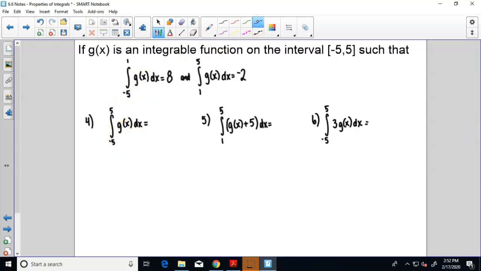So when we look at this one, Lily, what would we do to find the answer for this one? Good. Right. So this is negative 5 to 1. This is 1 to 5. If we put those two together, it's going to give us from negative 5 to positive 5. So we would just say 8 plus negative 2, and we will get 6 for our answer there.